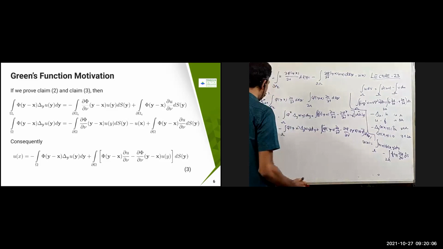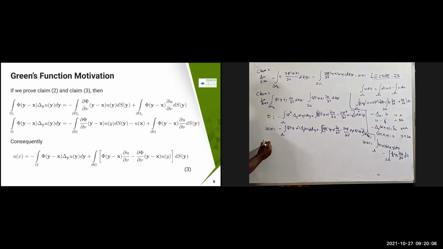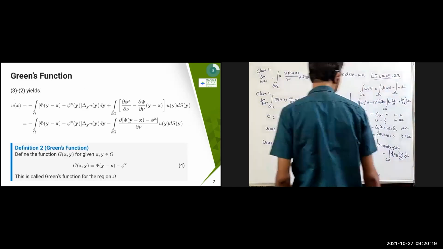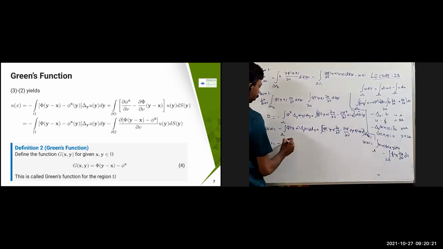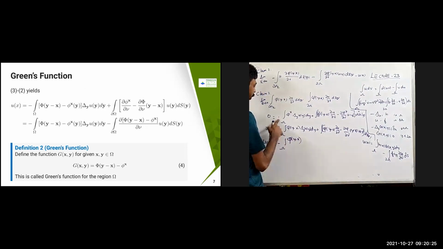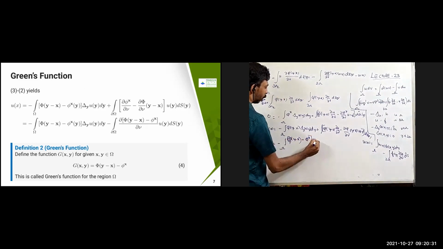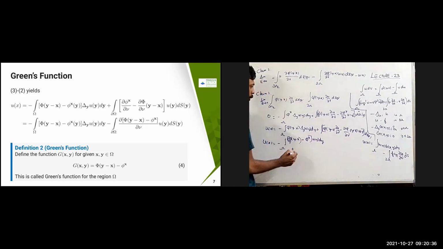Okay, now if I subtract these two, this is going to become u of x equal to, I'm going to get minus integral over omega. So this minus this, so this is going to be u of x minus 0. I'm going to keep it. So this is going to be 3 minus 2. So okay, this is pi of y minus x. Okay, so minus into minus, plus will come. So I'm keeping minus. So this is again minus pi of x into u of y dy plus I'm going to have these two terms.